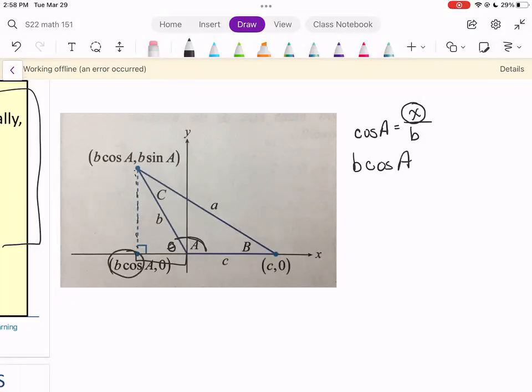Likewise, the x value is the same for this point here, and our y value comes from the fact that the sine of A, or rather that reference angle for A, is the opposite over the hypotenuse, which is again that b. So b sine of A is then the value for the y coordinate.